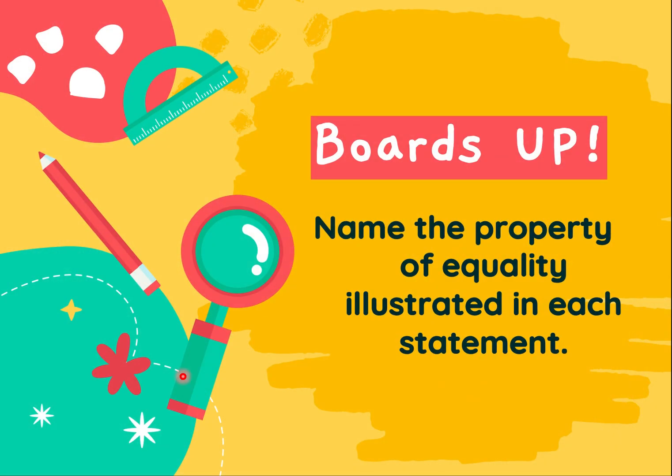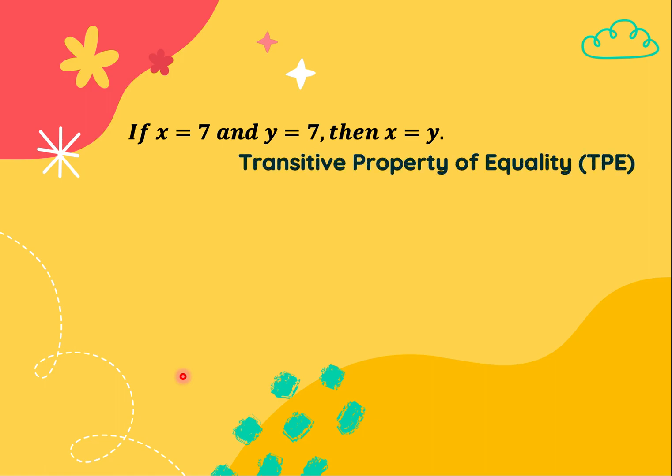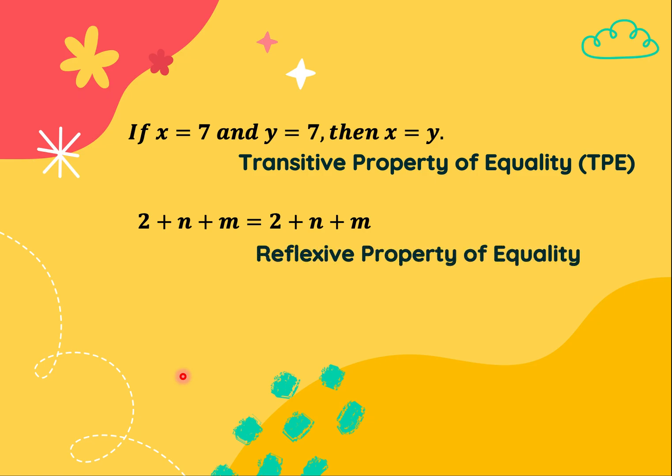Let us see if you can name the property illustrated in each of the following statements. Number 1. If x is equal to 7 and y is equal to 7, then x is equal to y. You're correct. The answer is transitive property of equality. The second example, 2 plus n plus m is equal to 2 plus n plus m. As you can see, no difference at all. So therefore, this one is the reflexive property of equality.